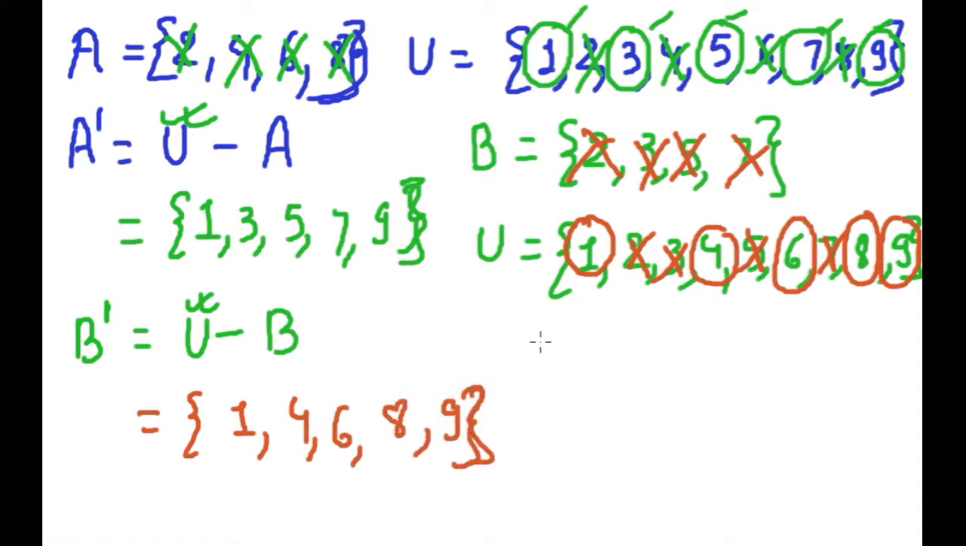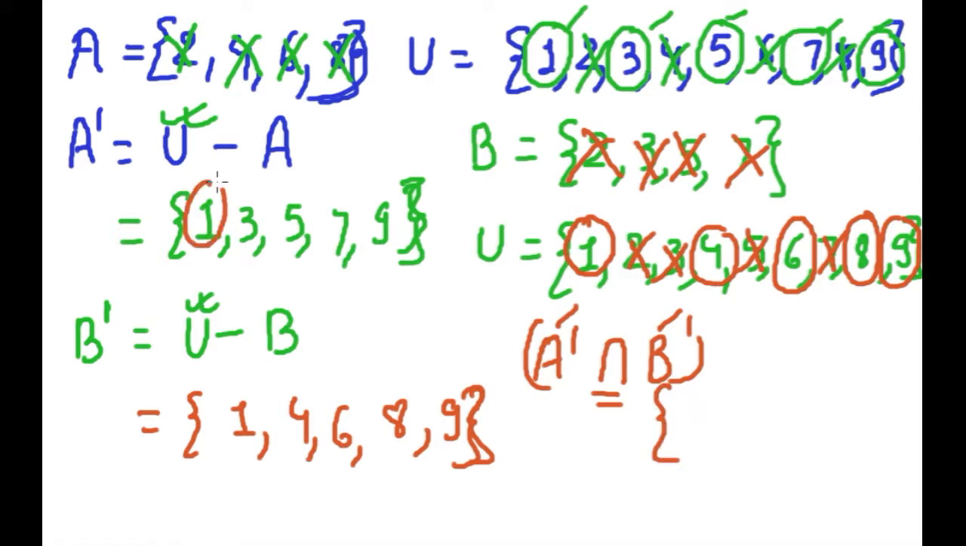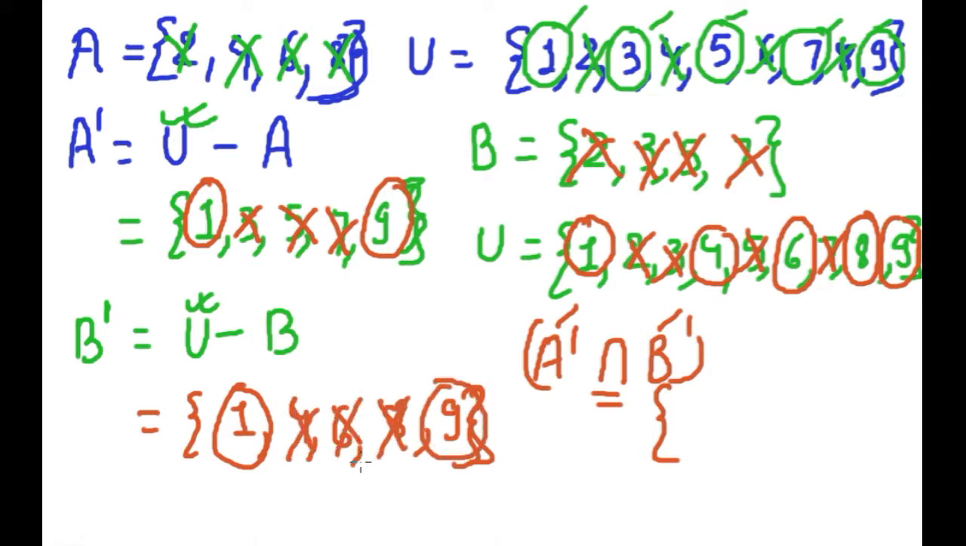Now our question is A complement intersection B complement. Intersection means we have to find the common elements between A complement and B complement. So common is 1, 3 is not common, 5 is not common, 7 is not common, 9. 4 is not common, 6 is not common, 8 is not common. It means 1 and 9.